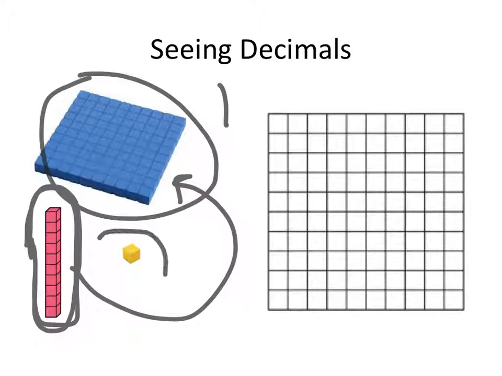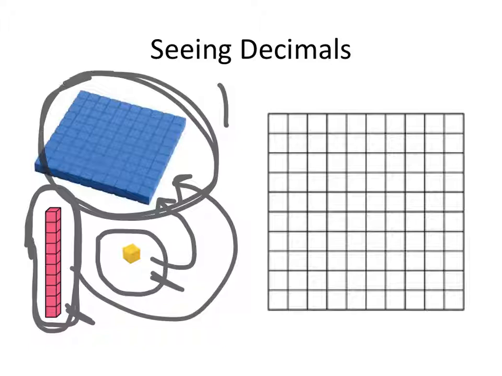We have to tell our students that these now are 100ths, because there are 100 of these in our whole. So we have 1 whole, 1/10, and 1/100th. We're taking our 1 whole and we're breaking it into 10 pieces or 100 pieces to get started.